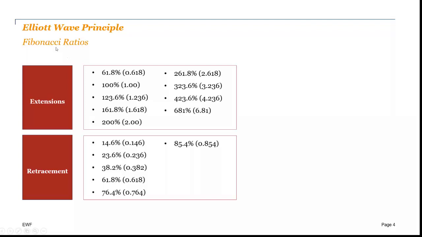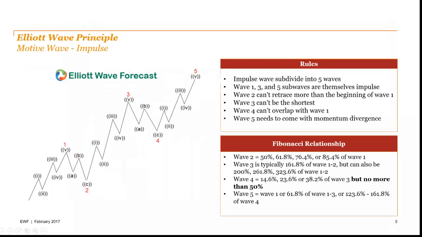All right, so now let's take a look at the first one. Remember, motive wave, only 2 types, right? Motive and corrective. Motive is 5 waves, and now we are talking about motive wave and specifically impulse. Remember, motive wave, 5 waves, has 2 different types, impulse and diagonal. So now we are talking about impulse. Impulse, we saw it before, is a 1, 2, 3, 4, 5.